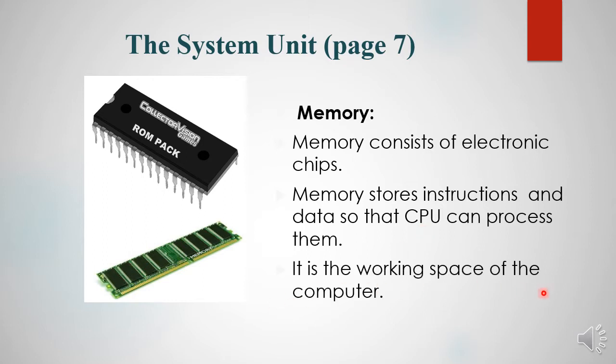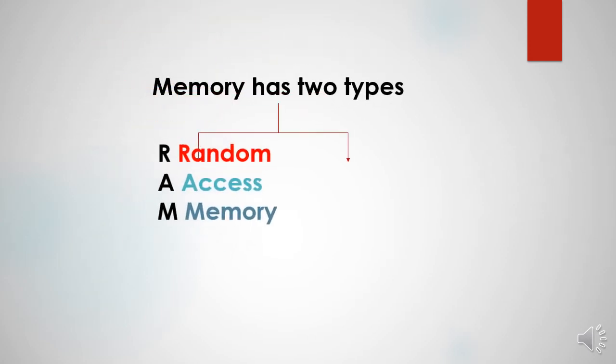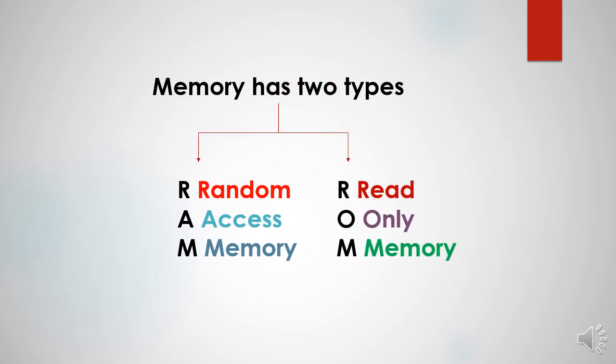It is the working space of the computer. Memory, especially RAM, is like a working space of computer. These 2 points will be more clear to you in some next slides when the topic of RAM will be explained to you. Memory has 2 types: RAM, random access memory, and ROM, read-only memory. Let's discuss these 2 types of memory in detail.